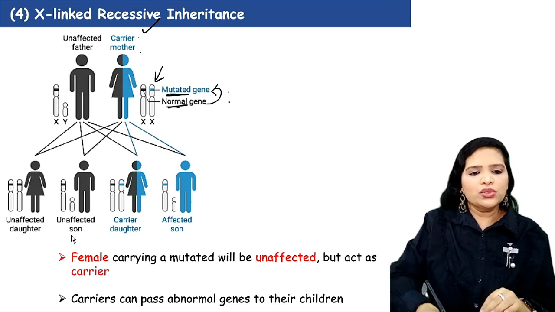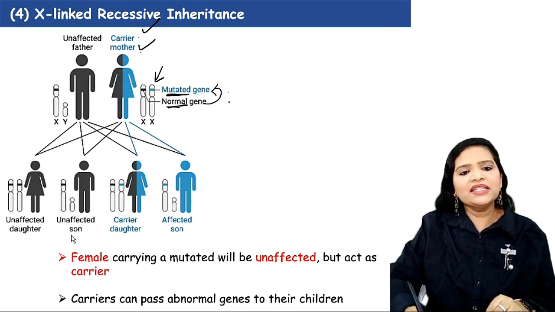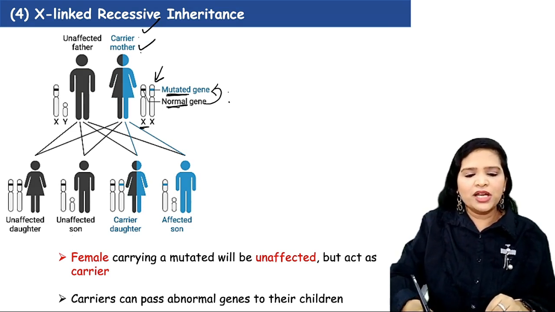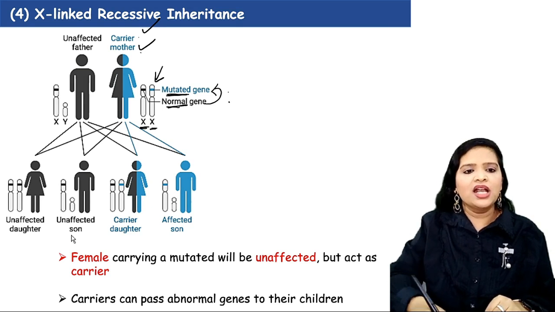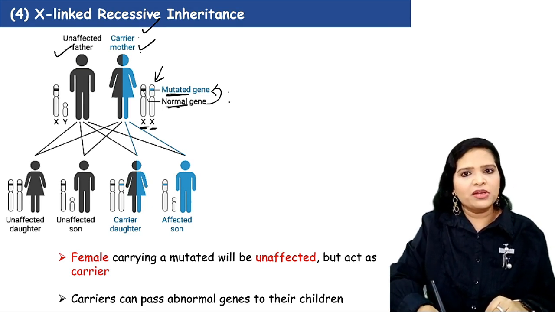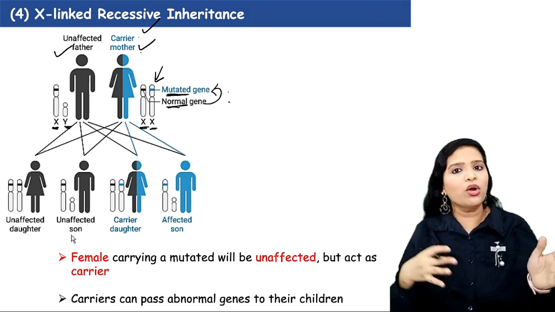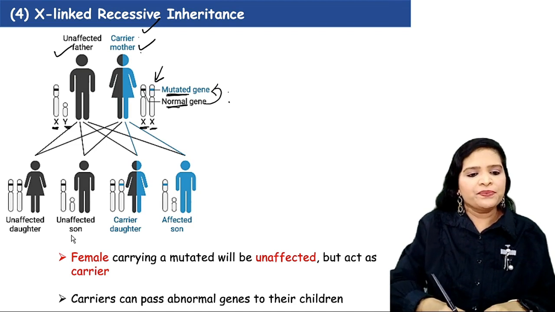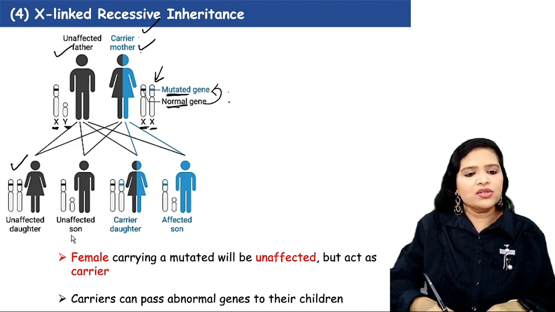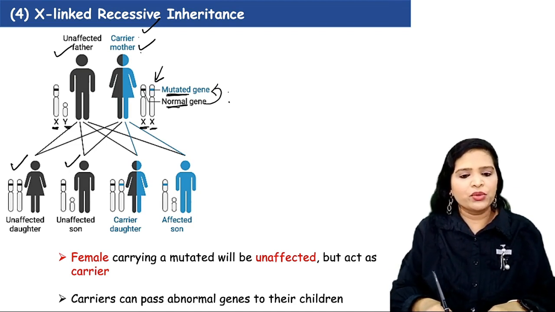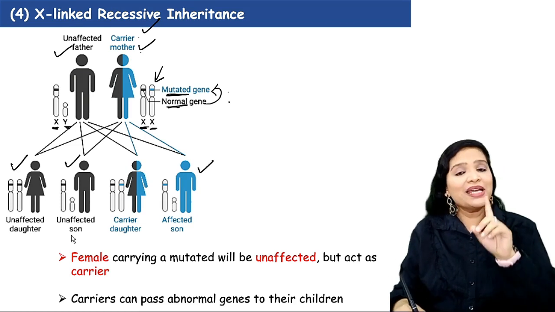Okay. So look at this situation. The mother is a carrier. She has one mutated gene and one normal gene, whereas the father is a normal father. He is having a normal X chromosome and Y chromosome. Okay. So what about the offspring here? So here, one daughter will be unaffected, one son will be unaffected. Okay. Here, one son will be affected.